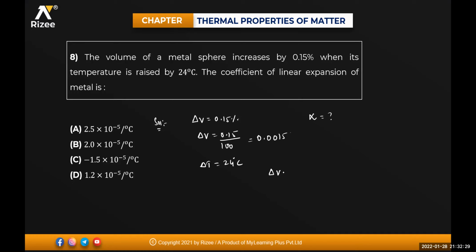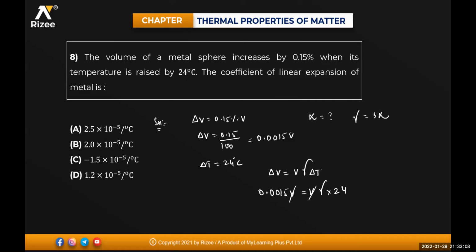We know the formula, change in volume is equals to original volume into your gamma into your delta T. Delta V is equal to how much better? 0.15% of your V. So this is also your V. That means this will become for me 0.0015 into V is equals to V into gamma into temperature difference is 24 degrees centigrade. Okay. So this V and this V also gets cancelled here. So that will be equal to your how much? Gamma value I'll be getting.